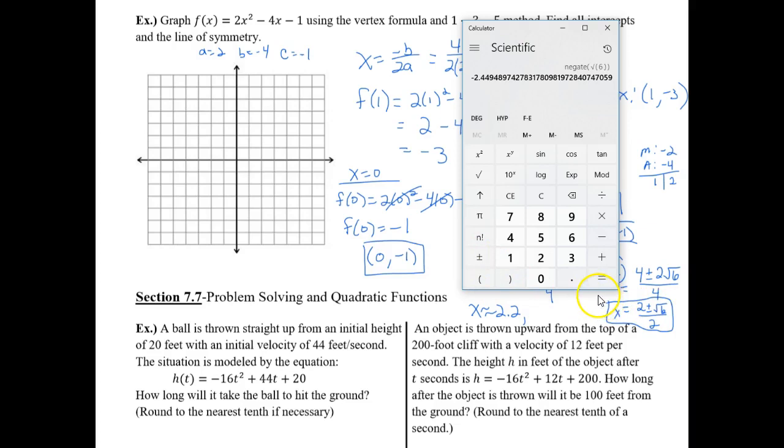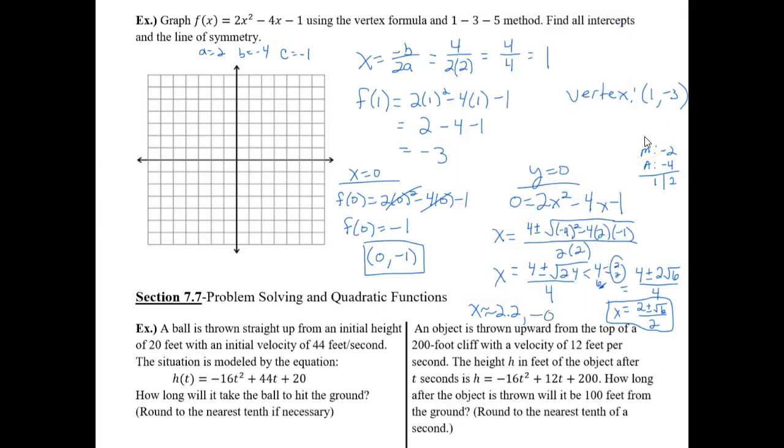So now it's negative square root of 6. Plus, it's still positive 2. And divide by 2. So this is negative 0.2. I'm just taking it out to the tenths. Honestly, we can't really graph by hand anything smaller than that. Alright, so now I've got my x-intercepts, got my y-intercept, and I have my vertex.